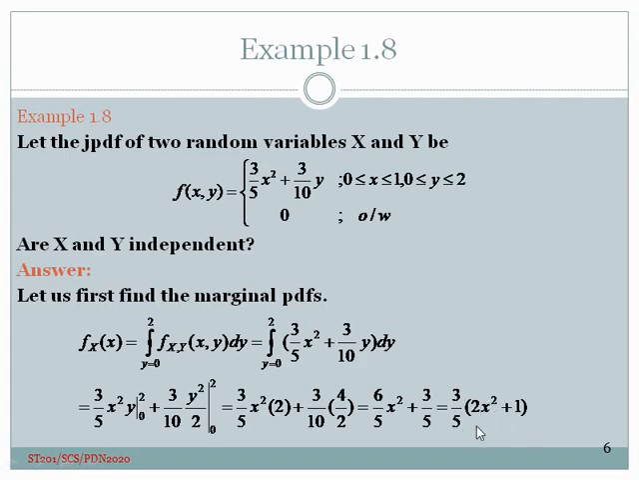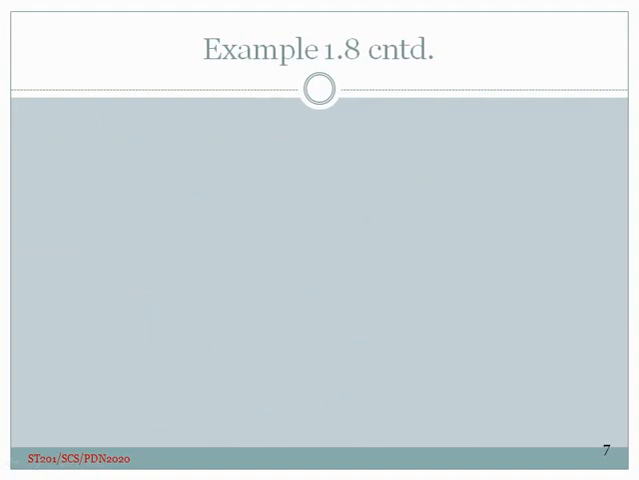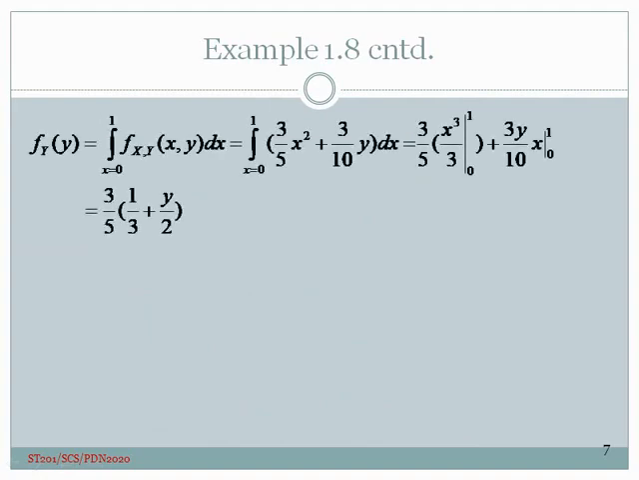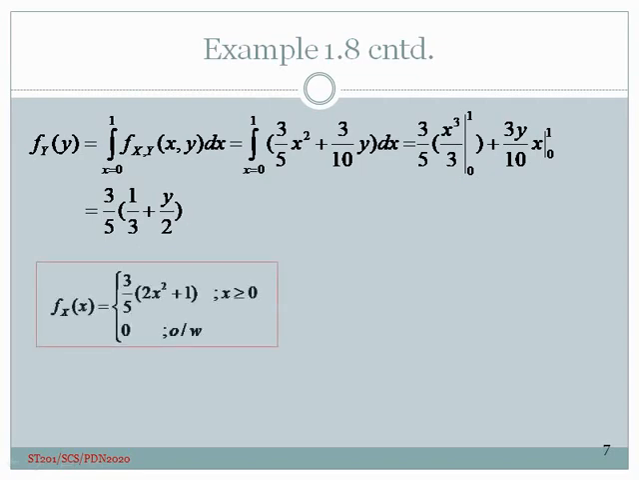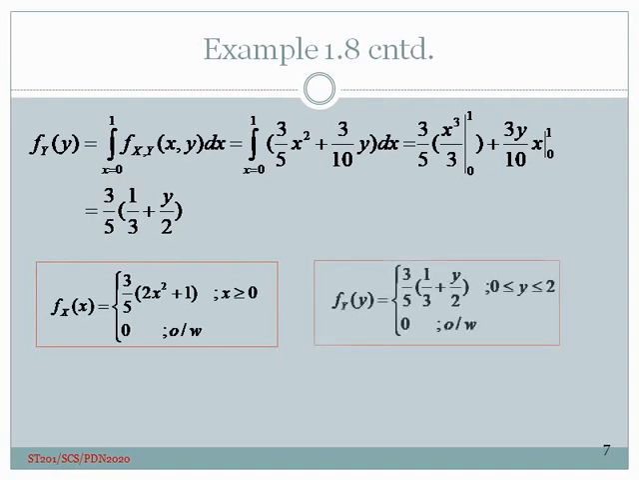If you want, you can leave the answer without simplification. Now let's find fy. Again, we integrate the joint PDF over the support of x, which is from 0 to 1. If you do so, you will get the answer 3 over 5 times 1 over 3 plus y over 2. Now we can write the two functions in the proper way with their support as follows.